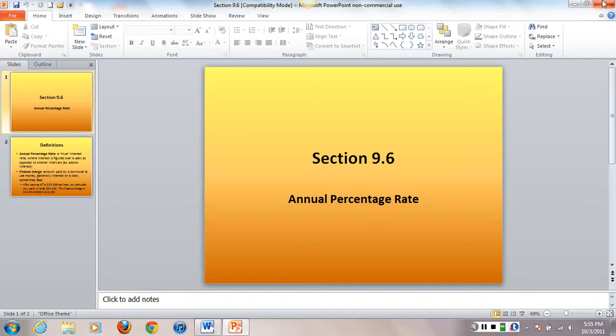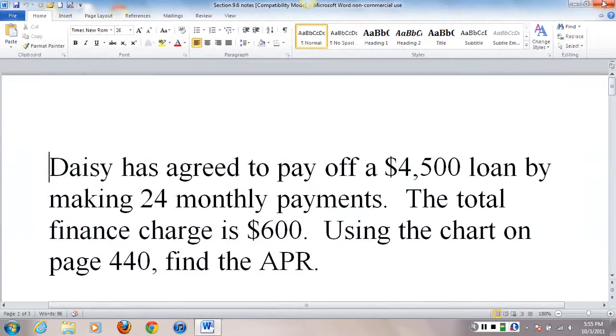So let's take a look at a few examples. Now, one of the ways you'll find an APR in this section is to use the chart on page 440. That's what this first example will do. And one of these examples, the more common one, is using the approximation formula that you'll see here in a minute. So, for example, Daisy's agreed to pay off a $4,500 loan by making 24 monthly payments. The total finance charge is $600. Using this chart I refer to, find the APR.